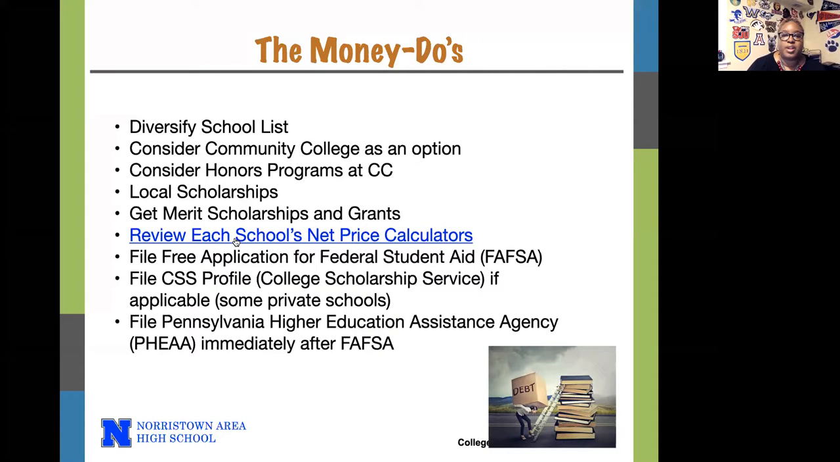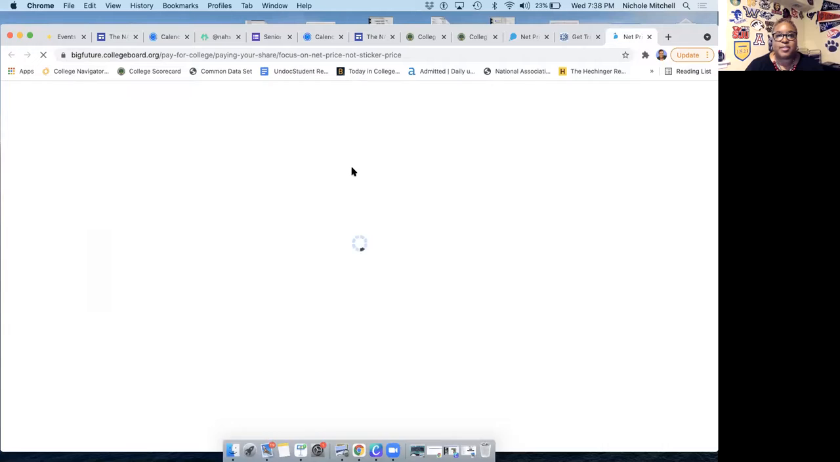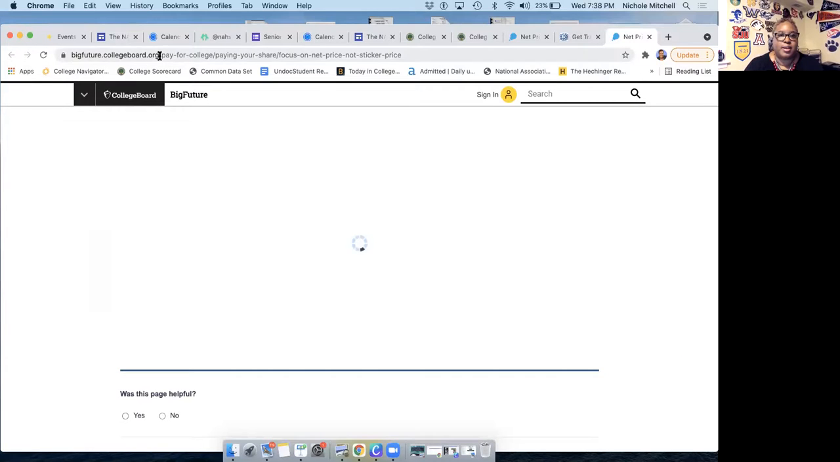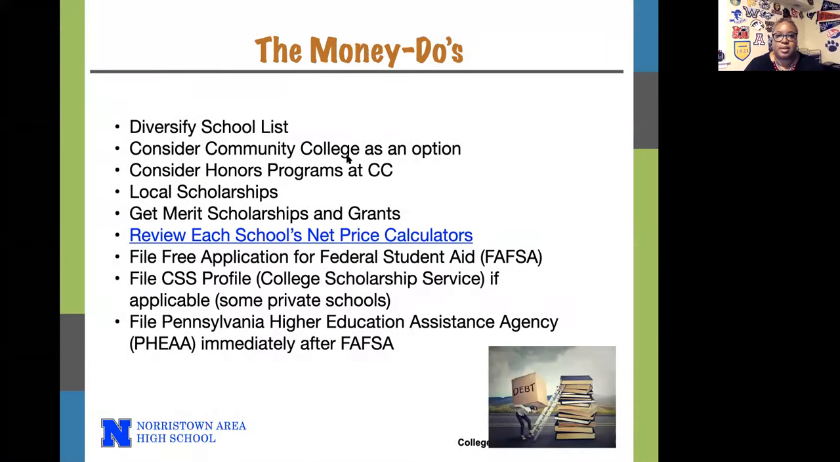You want to review the net price calculator on each school's website, okay? I'll give you, let me see if I can give you guys the link for that. Because my computer is not allowing me to be great. I'm just going to give you guys the link, but that is to the College Board, and it gives you an explanation of what the net price calculator is. I don't have time to go through that whole thing, but it'll give you that explanation.